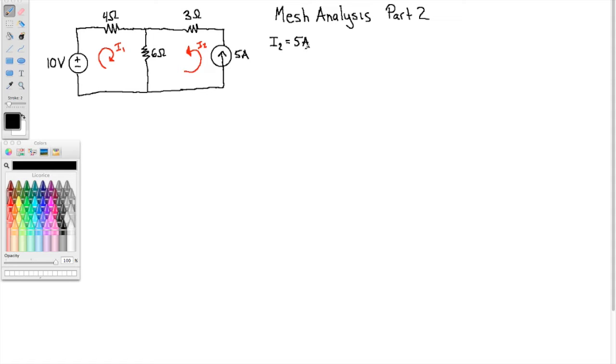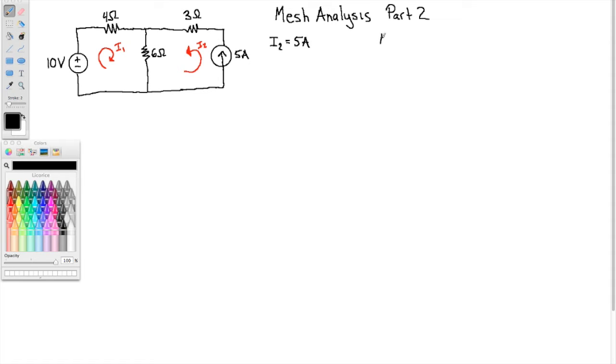Hooray! You see, the current sources provide us information regarding our unknowns, just in the same way that the voltage sources provided us information in nodal analysis. The current sources let us know that in this example, I2 is 5 amps. So I2 is not an unknown, and the only unknown here is I1. So right away we see a modification.